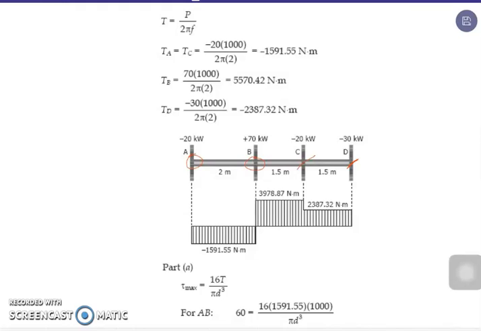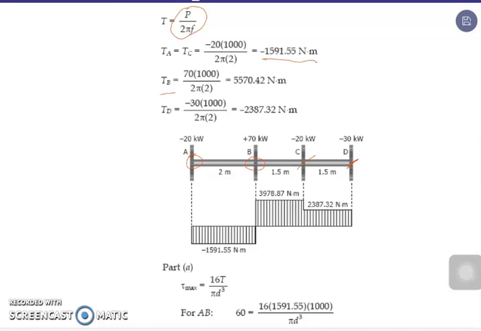So the formula, of course, is P over 2 pi times f. The torque at point A and point C are the same. So we simply substitute the value for P, which is negative 20, and convert that to watts, so times 1000 over 2 pi times f, which is 2. And it gives us the value of negative 1591.55 Newton meter.